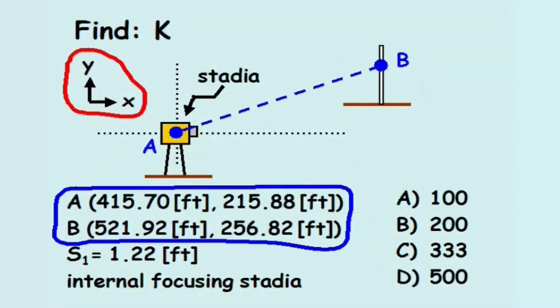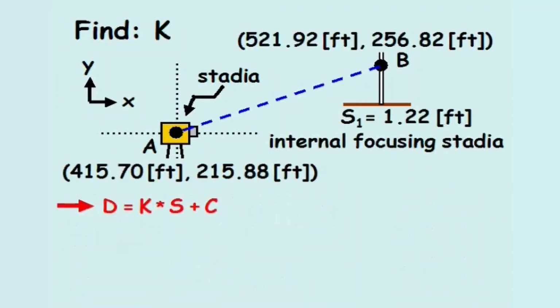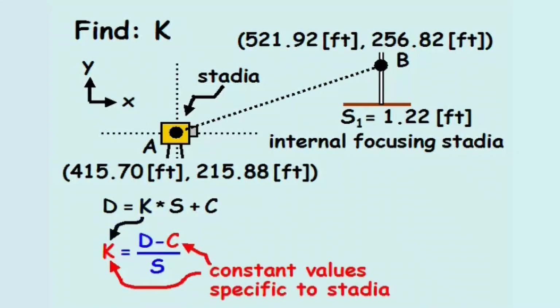From the measurement, the value of S1 equals 1.22 feet. To find the value of k, we'll first start with the equation d equals k times s plus c. If we isolate the k term, we get k equals d minus c all divided by s, where variables k and c represent constant values which are specific to the stadia used for the measurement.